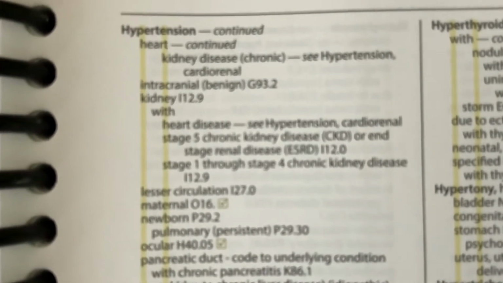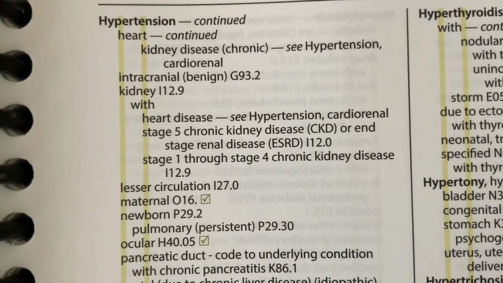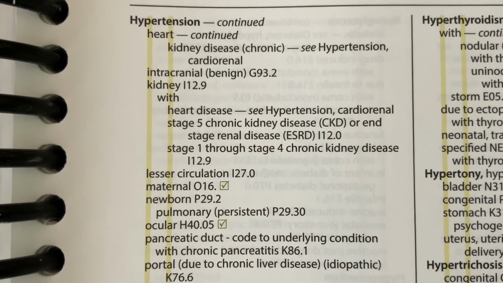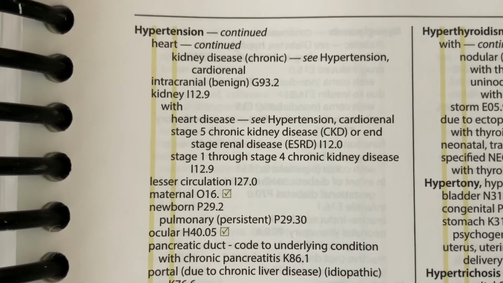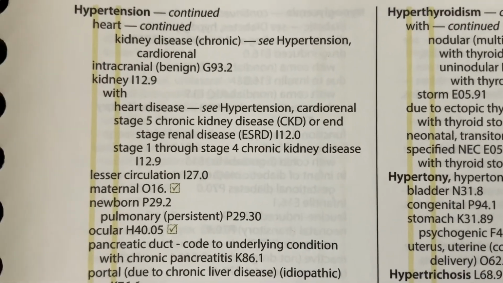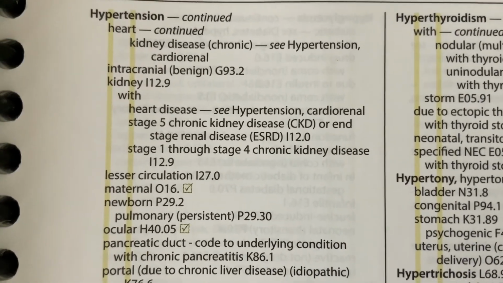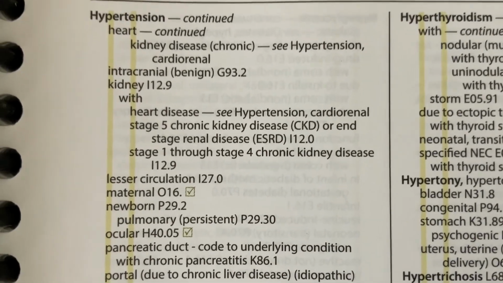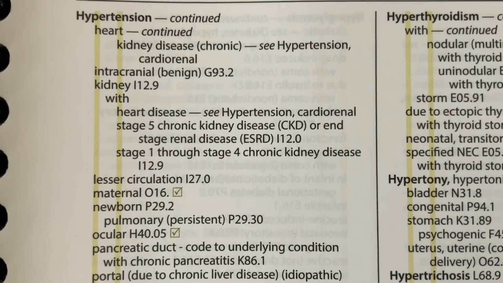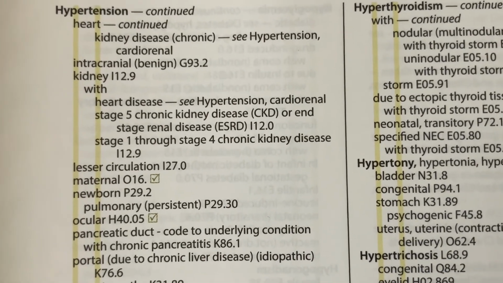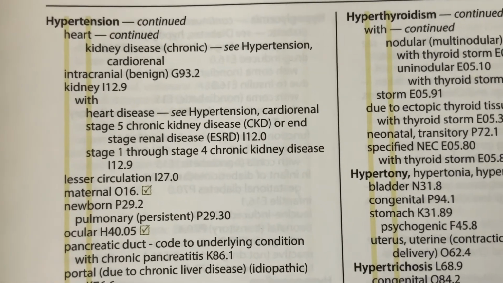Okay, so we're back in our code book and we're back in the index, and we go to hypertension and find kidney. It says right there, hypertension with kidney, I12.9, and if you look in there, it says if it's stage 5 or end stage renal, you'll use I12.0, but if it's stage 1 through stage 4, we will use I12.9. Well, our scenario was for stage 1 through stage 4. So let's go to I12.9.